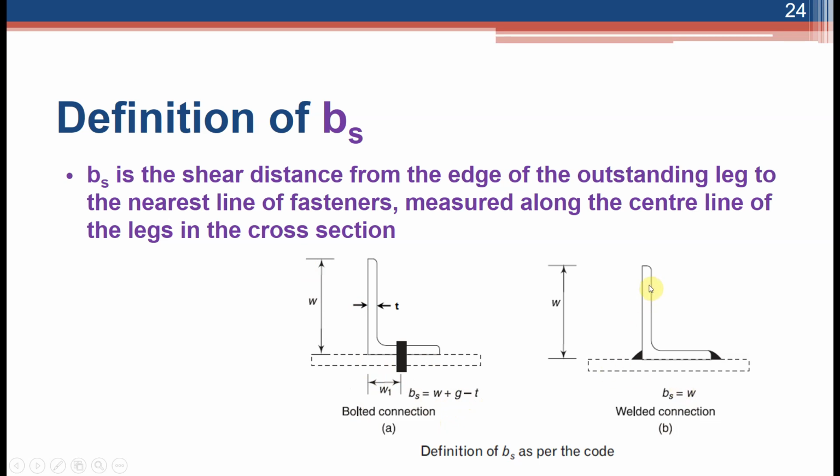Whenever a single angle section is connected to a gusset plate by means of welding, side welding or fillet welding, then bs is equal to w.